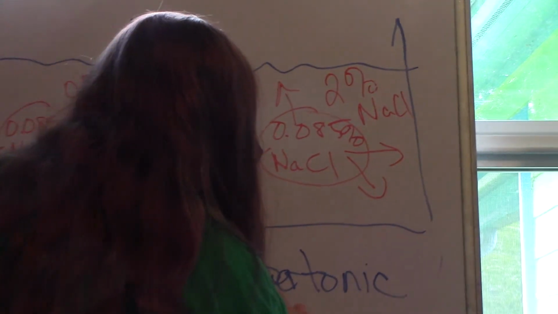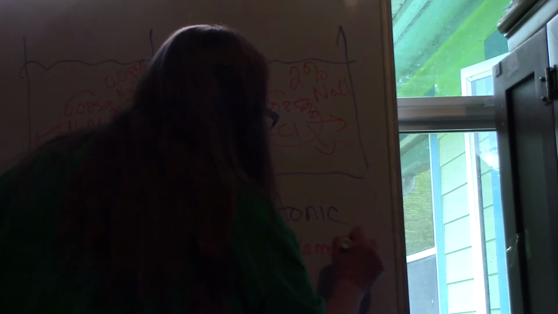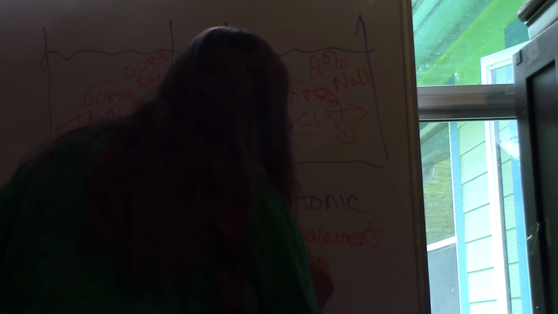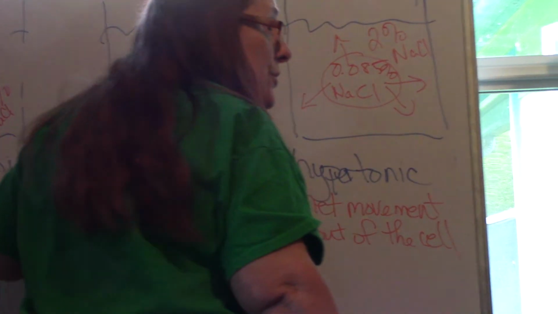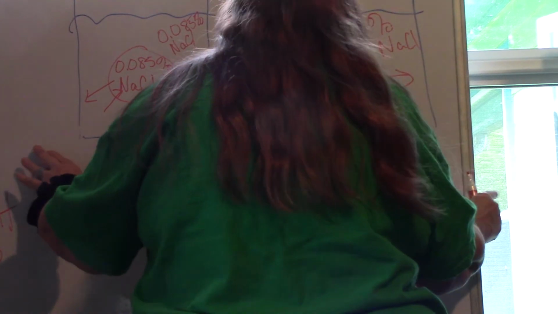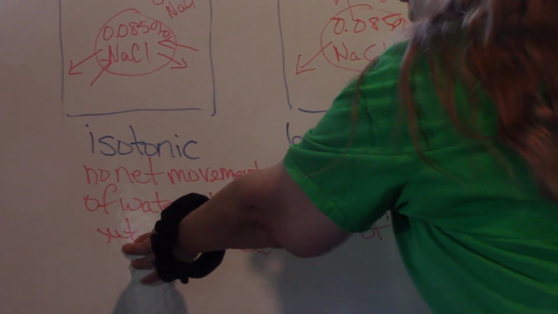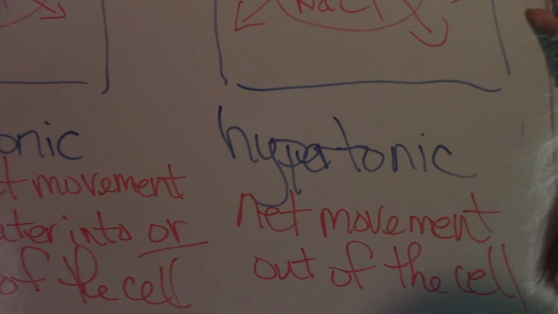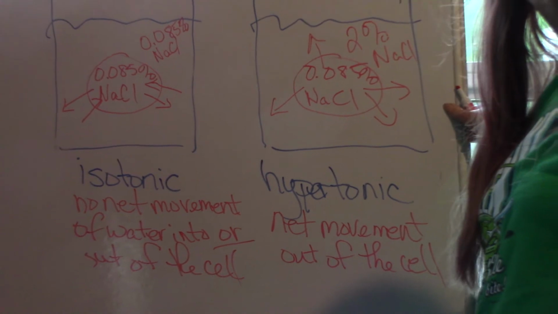And so we have a net movement out of the cell. This is not good for red blood cells or other cells either, because this will cause them to shrivel up as the water moves out.